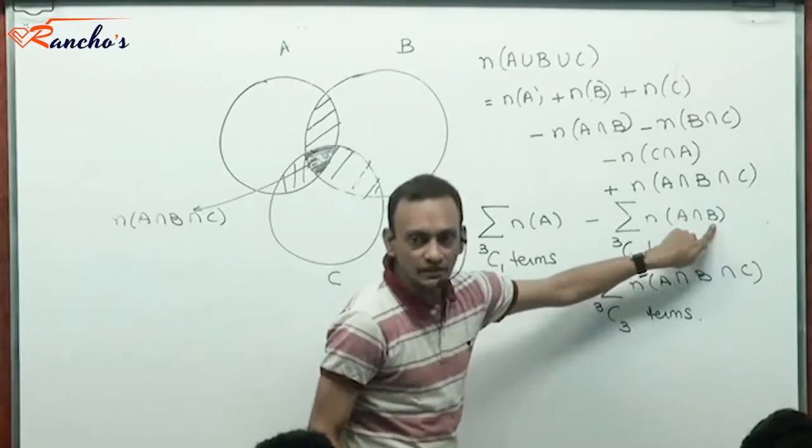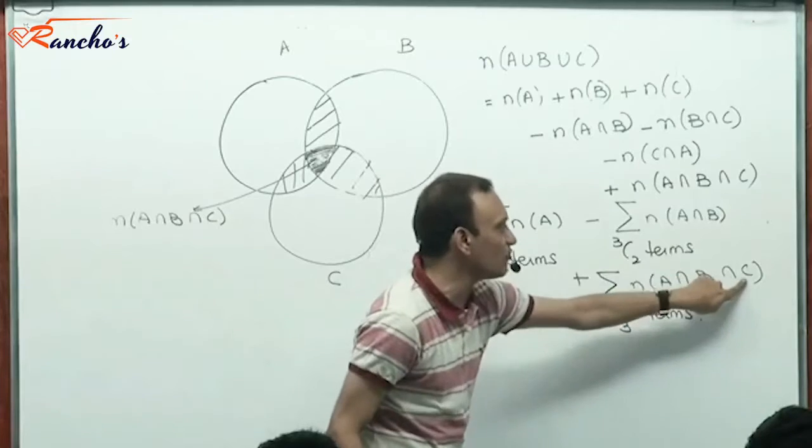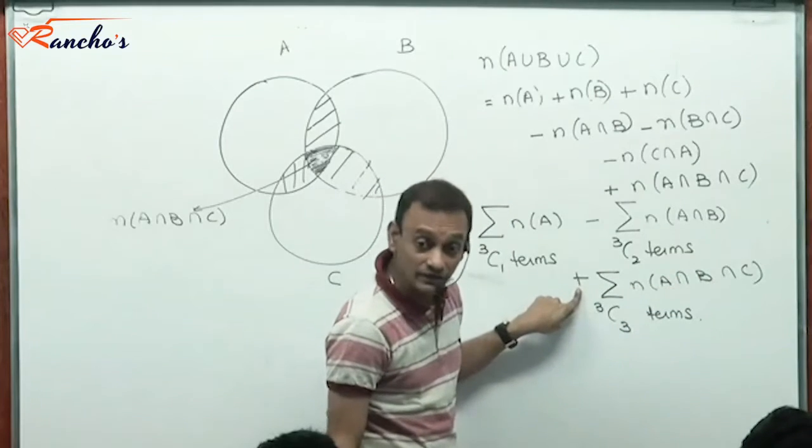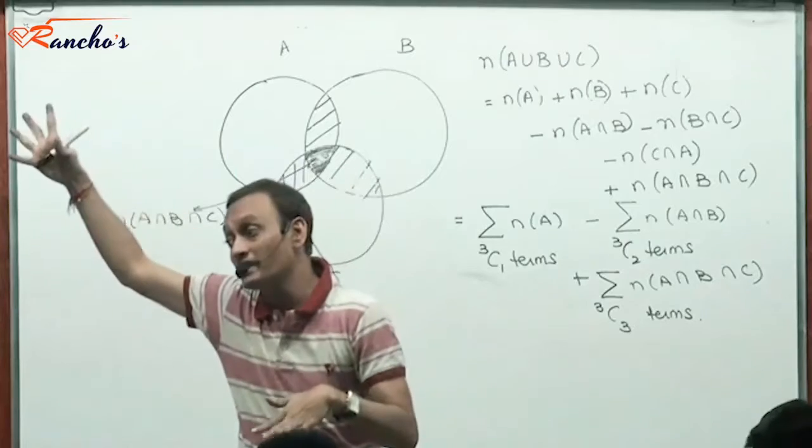There are 2 sets here. This becomes minus 1 to power 2 minus 1. There are 3 sets involved here. This will become minus 1 to power 3 minus 1. If there were 4 sets, it will become minus 1 to power 4 minus 1, and so on and so forth.